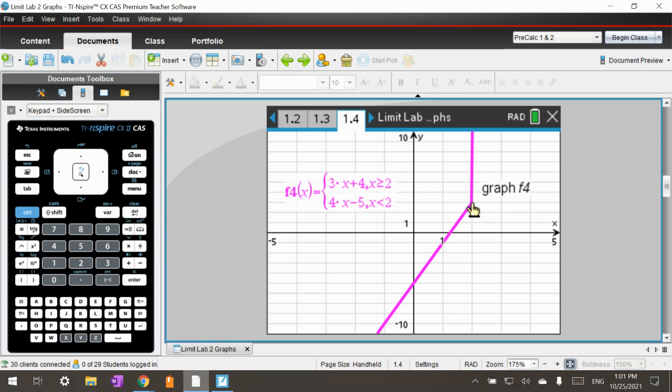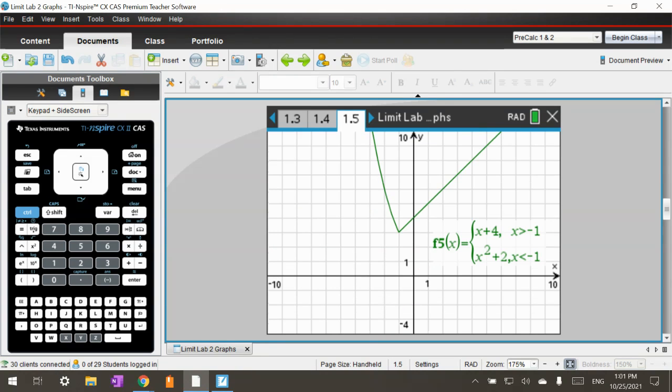I graphed it. And I've got it coming here. It looks like a line, even though it's a little curved, and then, oh no, this is x squared plus 2, the parabola here, and then x plus 4 is when it's greater than negative 1. So this is when it's less than negative 1. All right, let's go and do this.